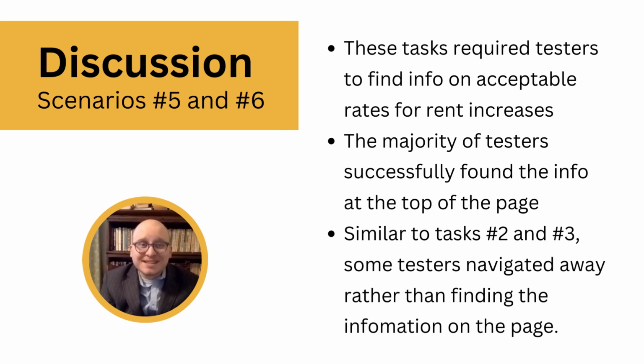Our fifth and sixth scenarios tasked our testers with, once again, finding information on acceptable rates of rent increases. The majority of our testers in this case were able to successfully find the information at the top of the page. However, similar to the second and third tasks, some of our testers ended up navigating away rather than finding the information on the original page.